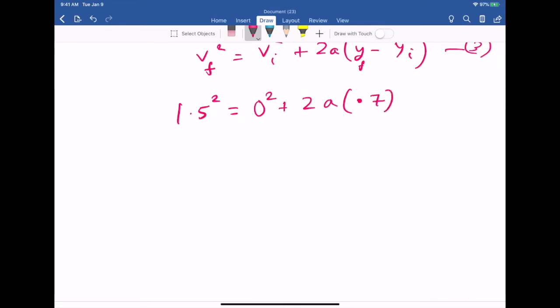So from here we can solve for a. So a would be 1.5 square divided by 2 times 0.7. You can just calculate that. Let me calculate that. So it's 1.5 square divided by 2 times 0.7.